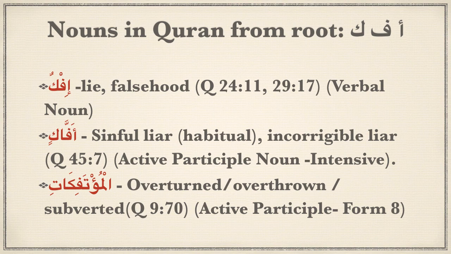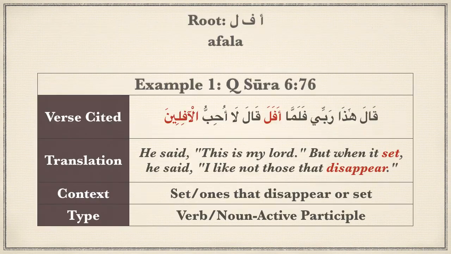Afak is a liar, but it has an intensity to its meaning in this pattern of the word. So Quran uses it as a sinful or habitual liar. And finally, Quran uses al-mu'tafikat, an active participle noun that means overturned. Remember, in our first example, we discussed how the verb ta'fiku meant turn away. In this example, the cities were overturned due to disobedience to the messengers.